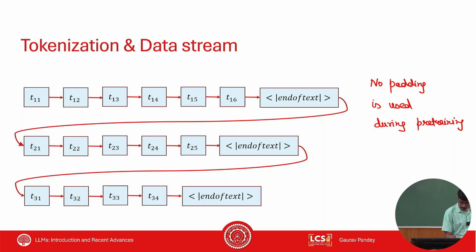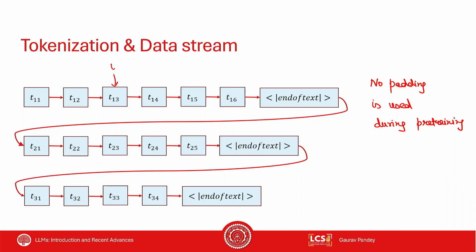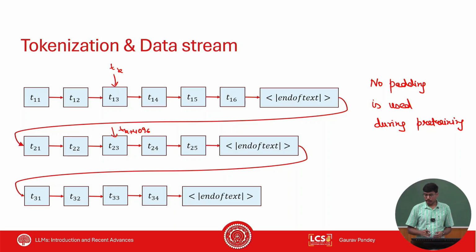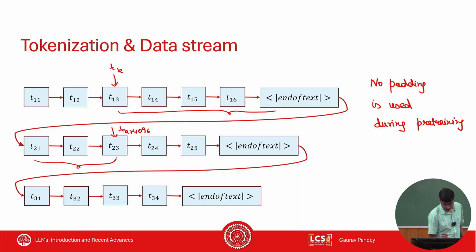What you will do is randomly pick a first token, let's call it token K, and then token K plus 4096. You assume this to be one giant sequence of 4096 and feed it to your model. That's it. From here till here, everything is fed as a sequence. So all the sequences being fed during pre-training have the same length. And then you do maximum likelihood training that we've already seen.